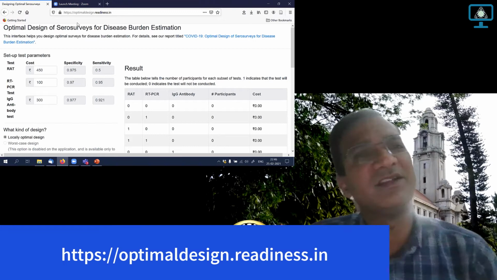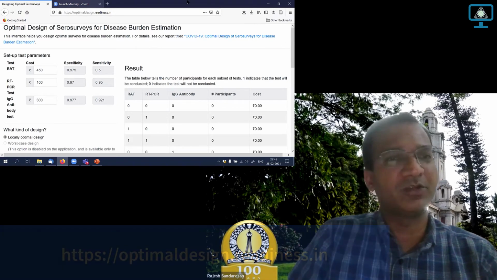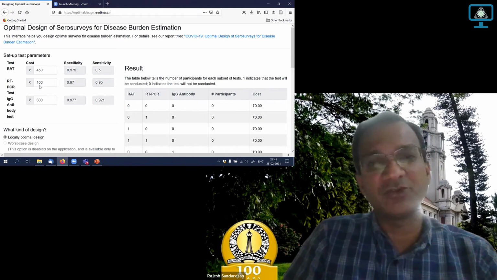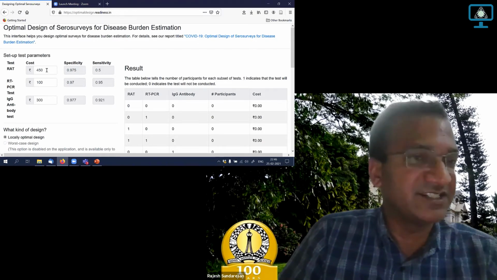It's called optimaldesign.readiness.in. So if you get to this website, you will see this particular tool, where you can enter the costs for each of those tests. And here I have entered 450 rupees for the antigen test.